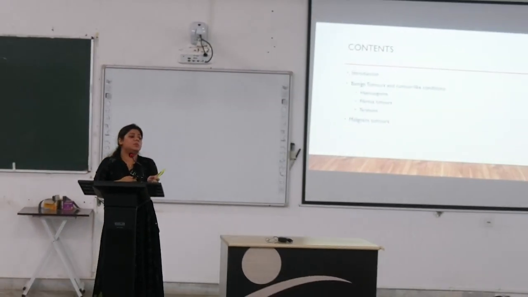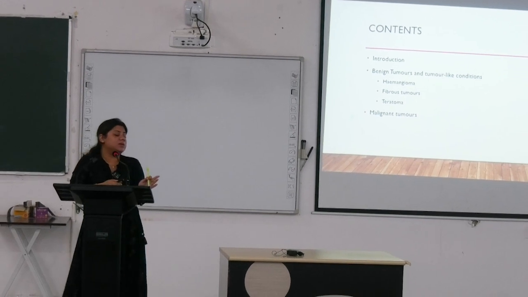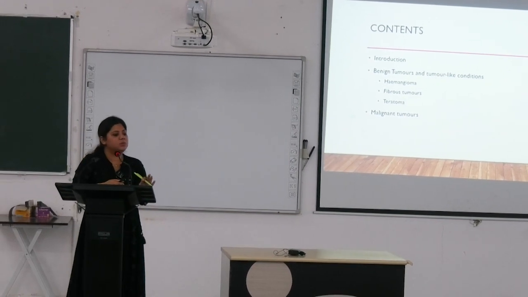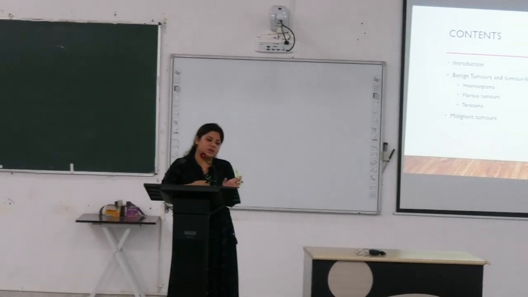So benign tumors, any tumor can occur, so let's just ignore that. Mainly we'll be discussing hemangiomas, fibrous tumors and teratomas. These are important for pediatric age groups because they are more common in the pediatric age group. Among the malignant tumors, CNS, there can be medulloblastoma. It is specific for pediatric age group. These are embryonal carcinomas which follow an embryonal morphology. So that's medulloblastoma. Apart from that, neuroblastoma, which occurs from the sympathetic chain.